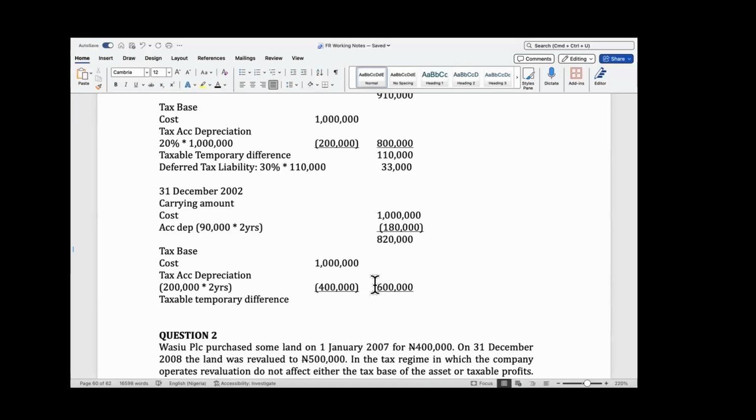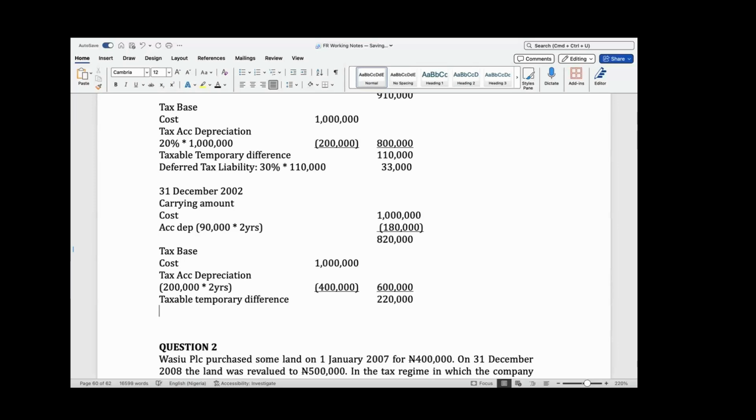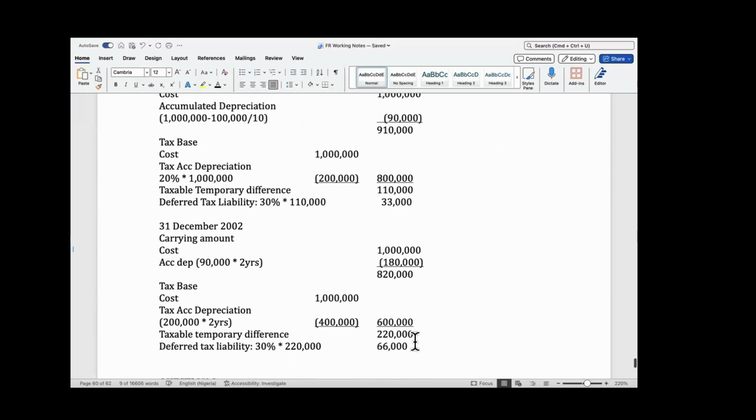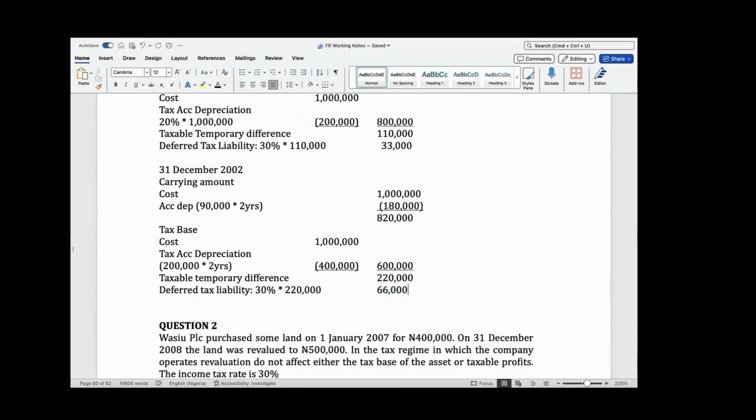So here, the deduction you are getting is lower. And in this case, there's a taxable temporary difference of 220,000, resulting in a deferred tax liability of 30% times 220,000, which is 66,000. So this 66,000 is the closing balance, the deferred tax balance in the statement of financial position. That's the deferred tax position as at the end of the year.